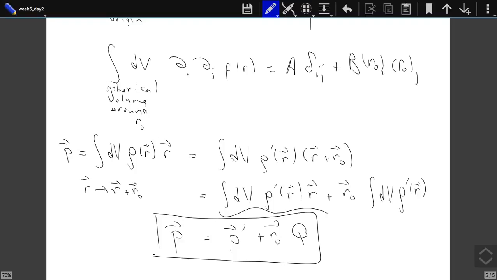Now, in general, if you have the multipole moment, the lth moment, corresponding to Y_LM, then it depends on the origin if the previous moments, corresponding to smaller values of L, are non-zero. But if all the smaller moments are zero, then that moment is independent of your choice of origin. So a single point charge does have a dipole moment if you don't put it at the origin.